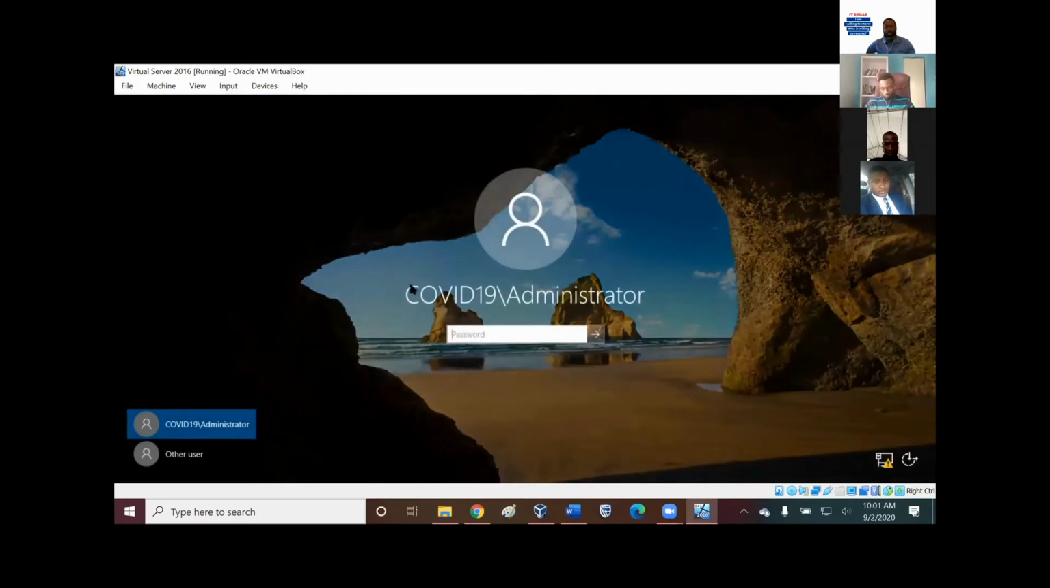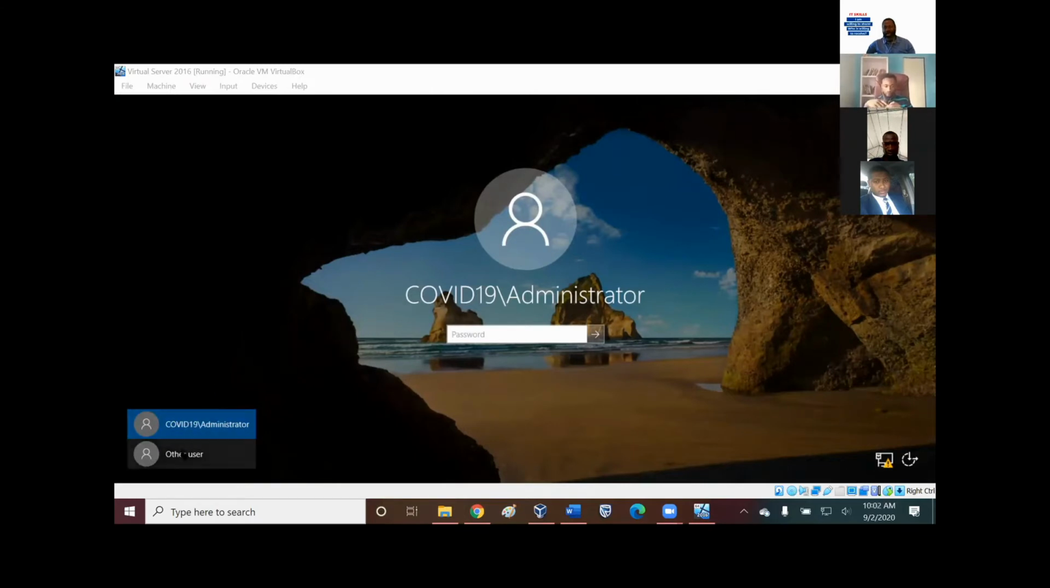So the first thing you notice is that, I don't know if you noticed, the first time it wasn't showing COVID-19. It was just showing administrator. Now it's showing COVID-19 administrator. So what does it tell us? That we now have this system representing two systems.